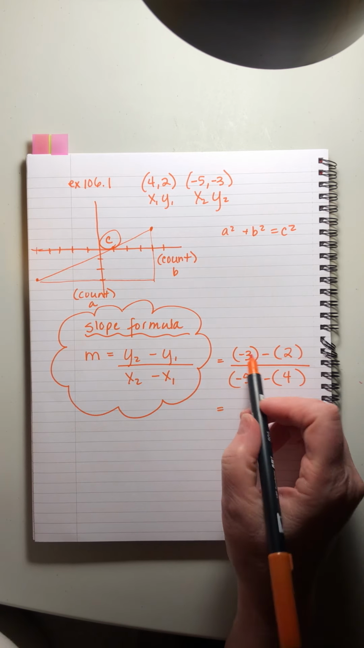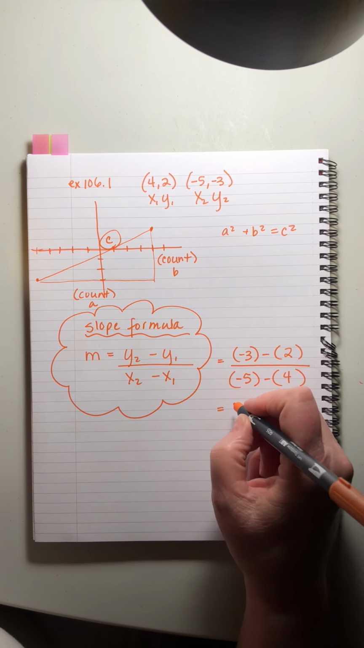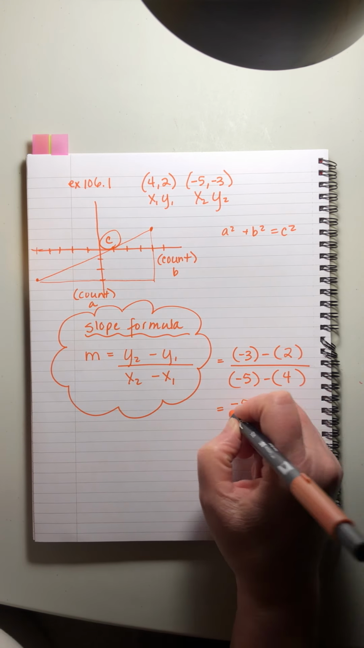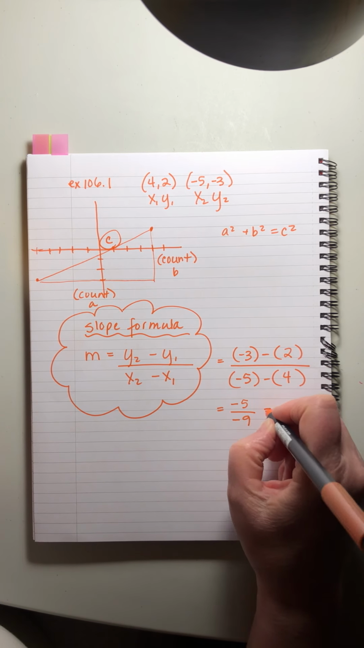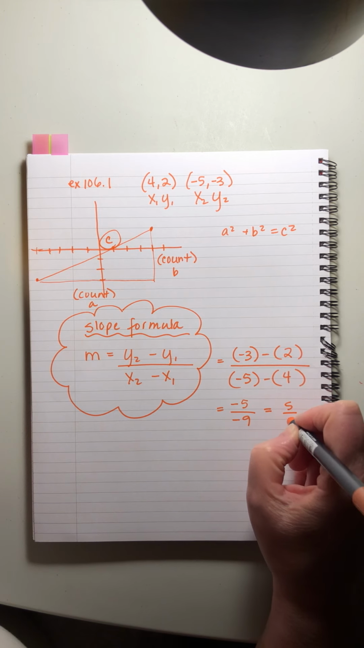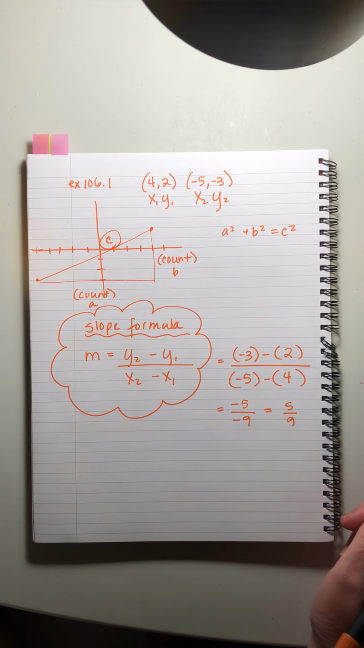Okay, now I'm going to simplify. -3 - 2 is -5. -5 - 4 is -9. That simplifies to 5/9. Yay, that is the right answer.